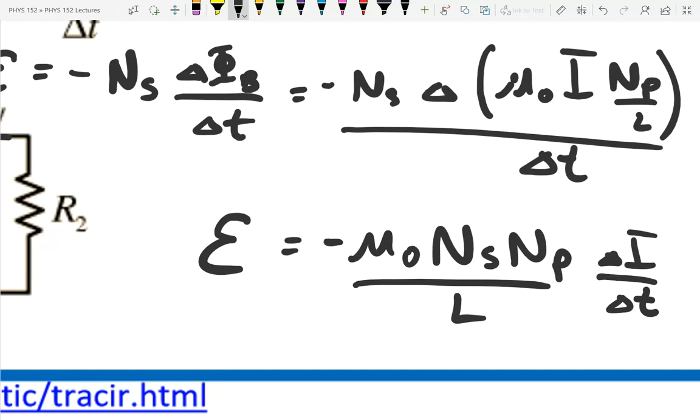Then what's the voltage output going to be? It's going to be nothing. If delta I is 0, then the voltage out is going to be 0. So this, once again, only works if the current is fluctuating.